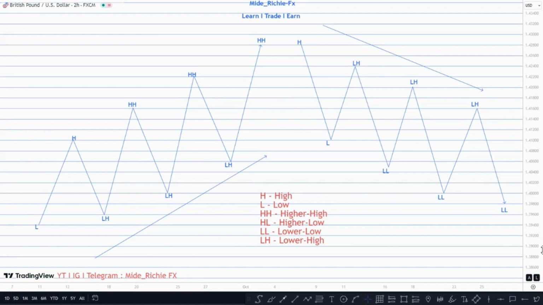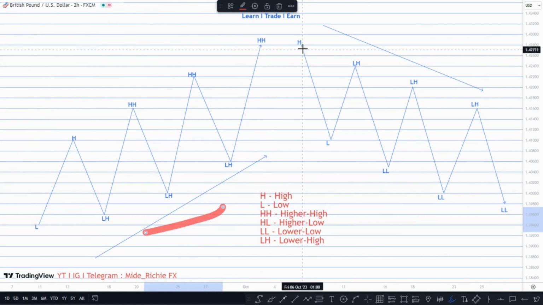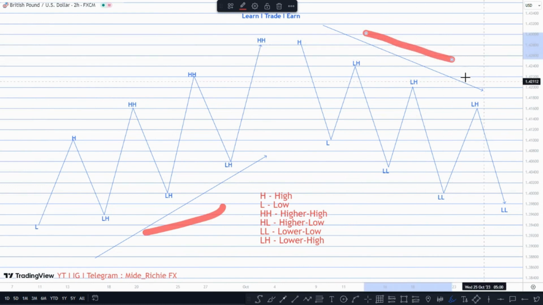Let me show you guys something. I have a drawing on my screen, and this one right here, as you can see with the arrow, is a bullish structure, because it's going up. This one right here is a bearish structure, because it's coming down.